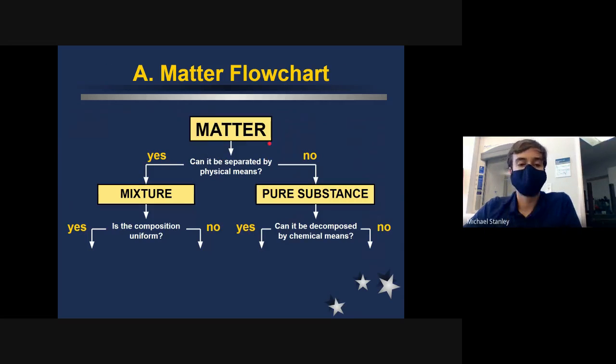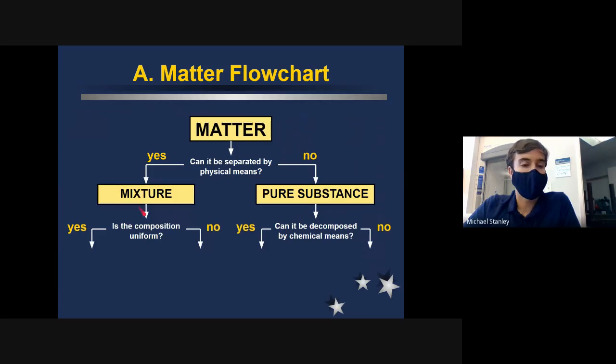So if we look at our big matter flow chart again. Separated by physical means is just a fancy way of saying, do we have different particles that we can move away from each other if we wanted? So if we do have lots of different particles, we have a mixture, right? Different things, different compounds and elements all mixed together. If we don't, if all the particles in there are the same and we can't separate them, we have a pure substance. Every single particle looks the same as all the other particles.